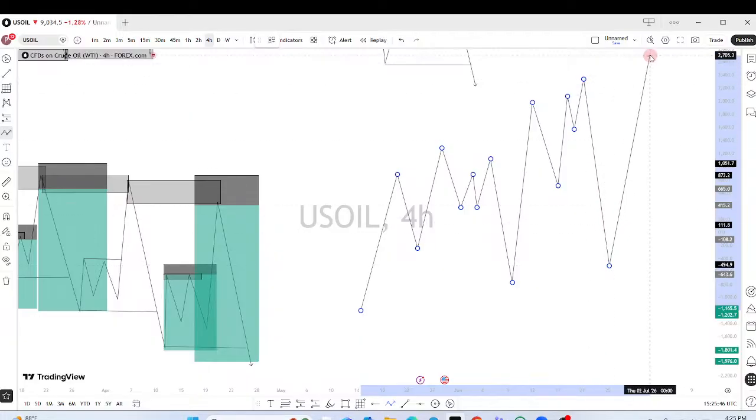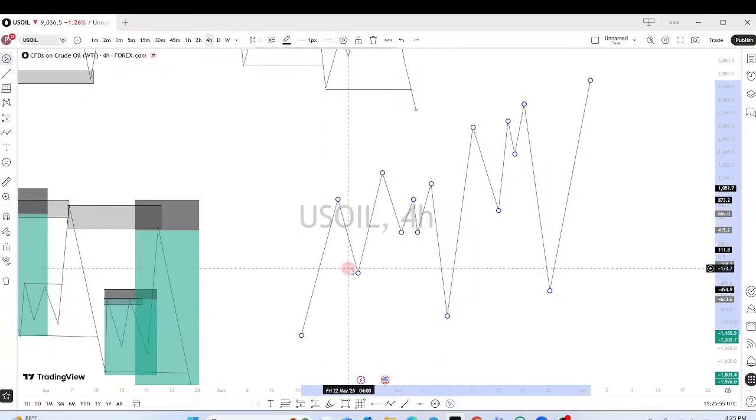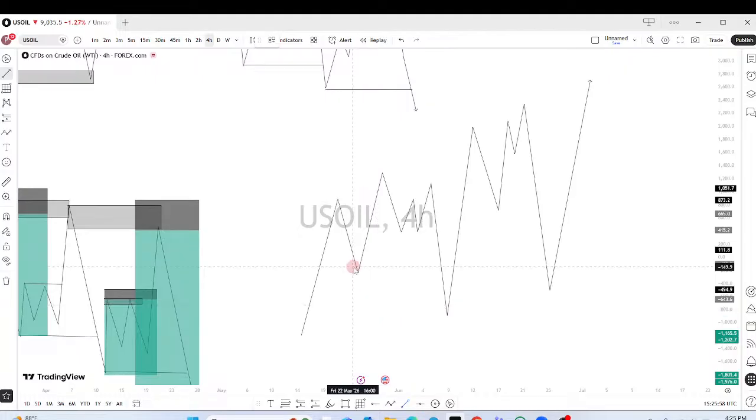This is still the same thing. Do you understand? This is still the same thing. This is liquidity sitting here. So you want to mark this liquidity so you won't be confused.